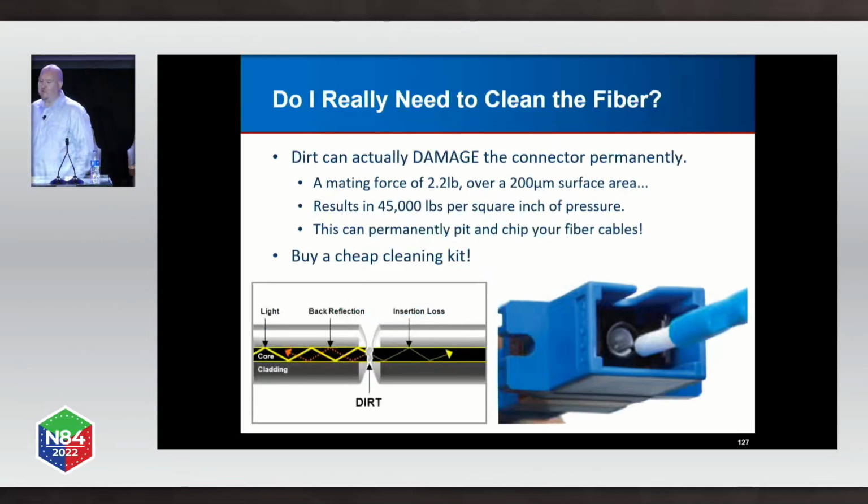Do I really need to clean the fiber? Yes, you do. If you think about the mating force of 2.2 pounds over a 200 micron area, it's 45,000 pounds per square inch of pressure. So if you have a tiny little piece of dust in there and these things come together, it will literally chip the end of the connector and it will just permanently damage it.